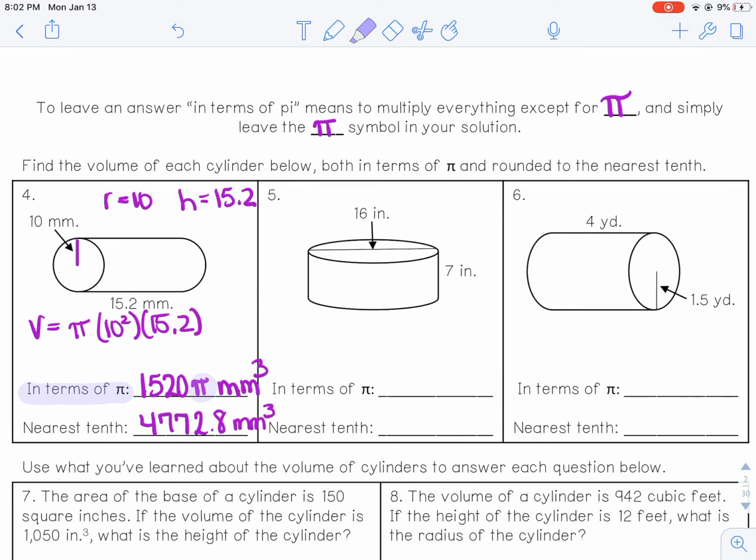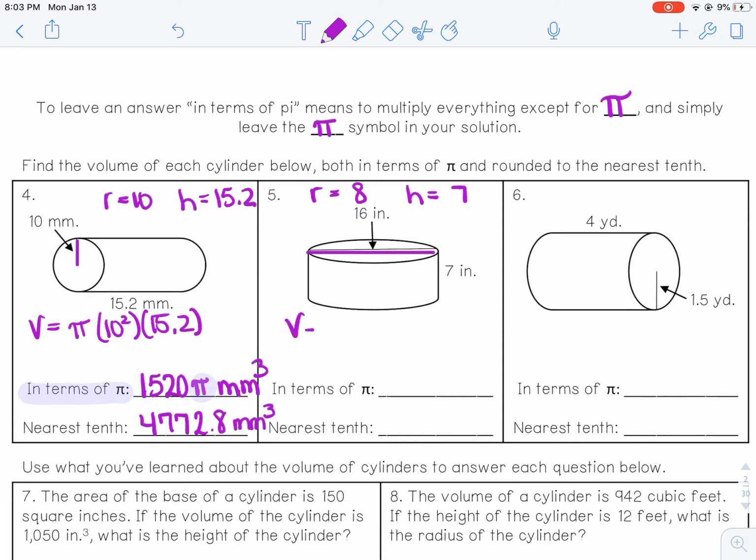Okay, let's take a look at number 5. What is the radius? Okay, I hope that you saw that if you have this that goes all the way across, you know that's diameter, so you have to divide that 16 by 2. So your radius is 8, your height is 7.